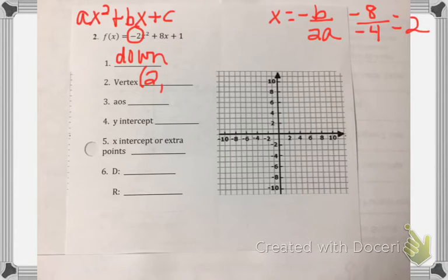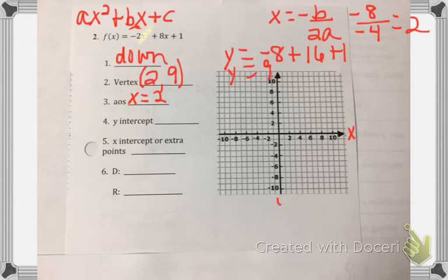To find your y value, everywhere you see x, you're going to plug in 2. So you're going to plug in 2 right here. 2 squared is 4 times a negative 2 is a negative 8. Plus 8 times 2 is 16. Plus 1. Negative 8 plus 16 is 8, plus 1 is 9. So that's the vertex 2, 9. Your axis of symmetry is x equals 2. I'm going to plot the vertex, and I'm going to draw my axis of symmetry.